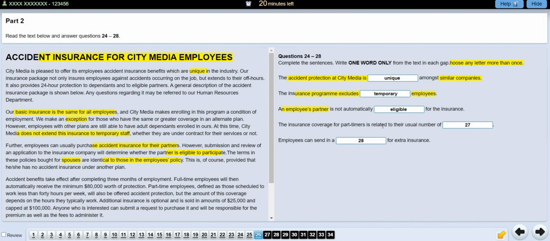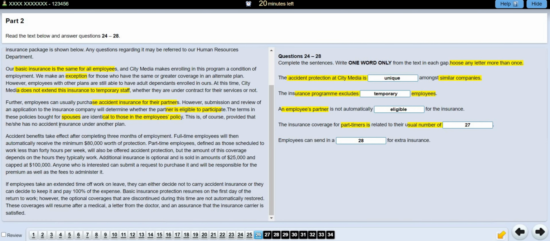The insurance coverage of part-timers is related to their usual number of hours. This is, of course, provided that she does not have accident insurance. Accident benefits take effect after completing 3 months of the full-time employee's insurance coverage.